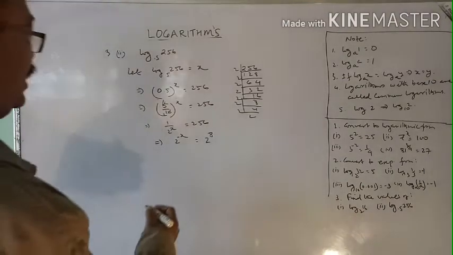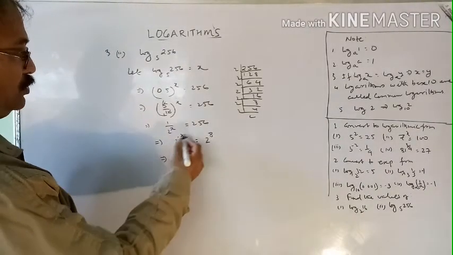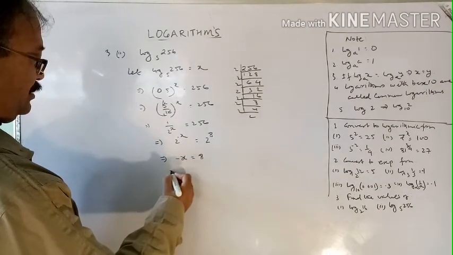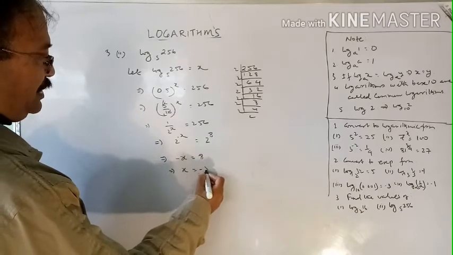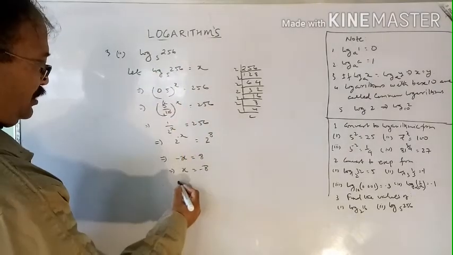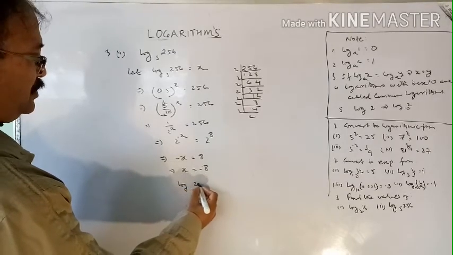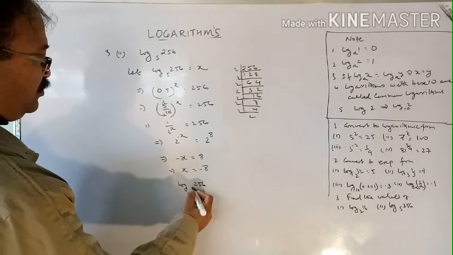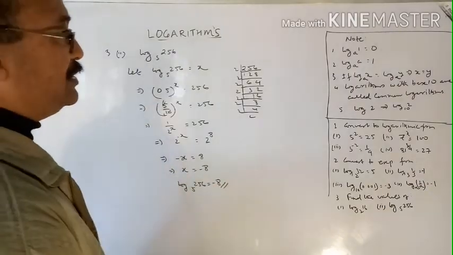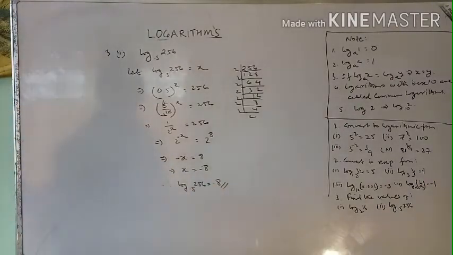Now since the bases are equal, so their exponents must be equal. So minus x should be equal to 8. This implies x is equal to minus 8. So what is x? X is this. So log of 256 to the base 0.5 is equal to minus 8, and this is answer. Okay.